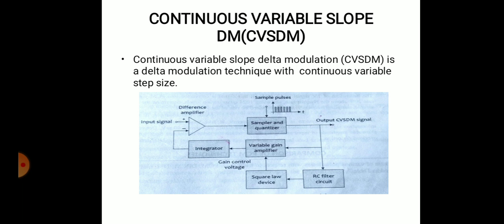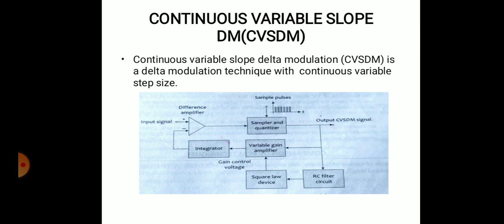In case of slope overload conditions, when the input signal is varying very fast, then this slope overload condition occurs. The output of the sampler and quantizer will be a sequence of all positive or all negative pulses, and the integrator provides a large control voltage, and the square law device ensures that the amplifier gain is always increased irrespective of positive or negative pulses. As a result, the step size is increased, and in this way we can reduce the slope overload.